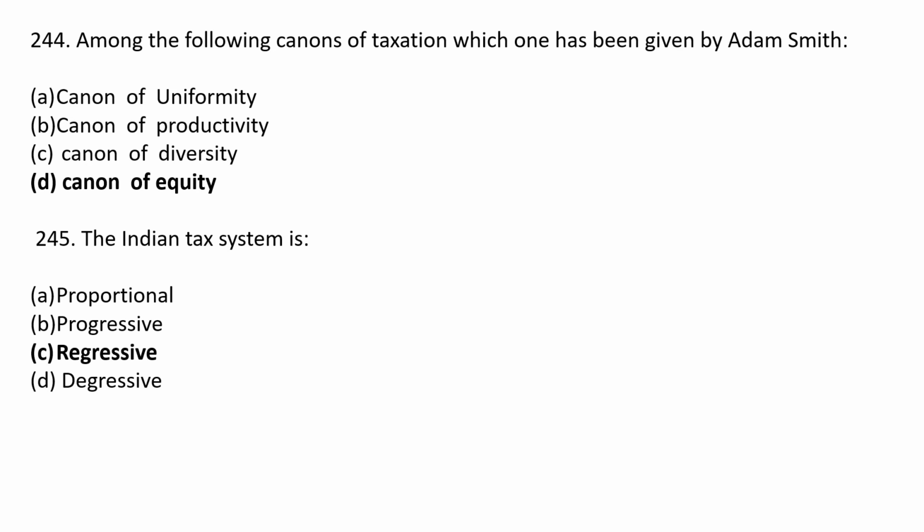The Indian tax system is option A proportional, option B progressive, option C regressive, option D digressive. The correct answer is option C regressive.